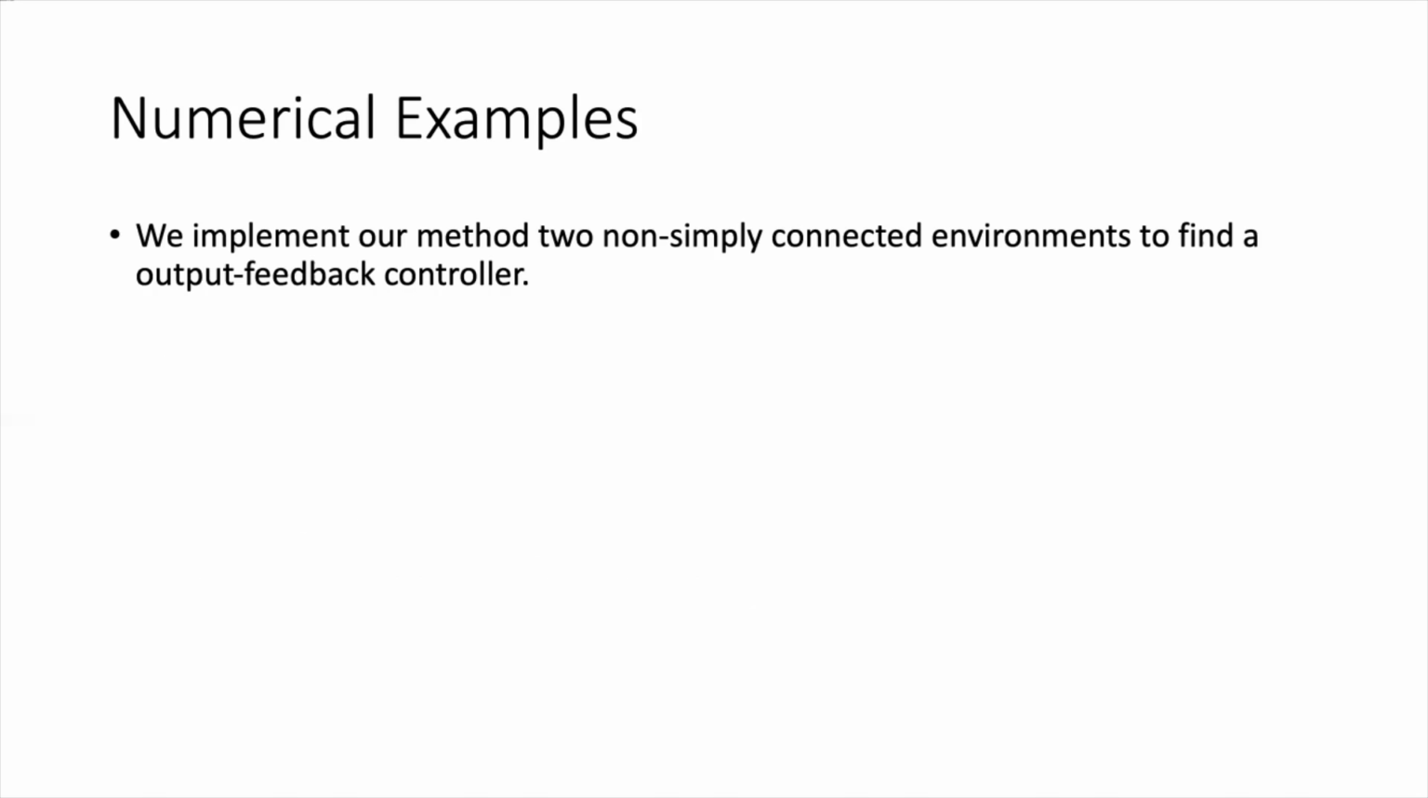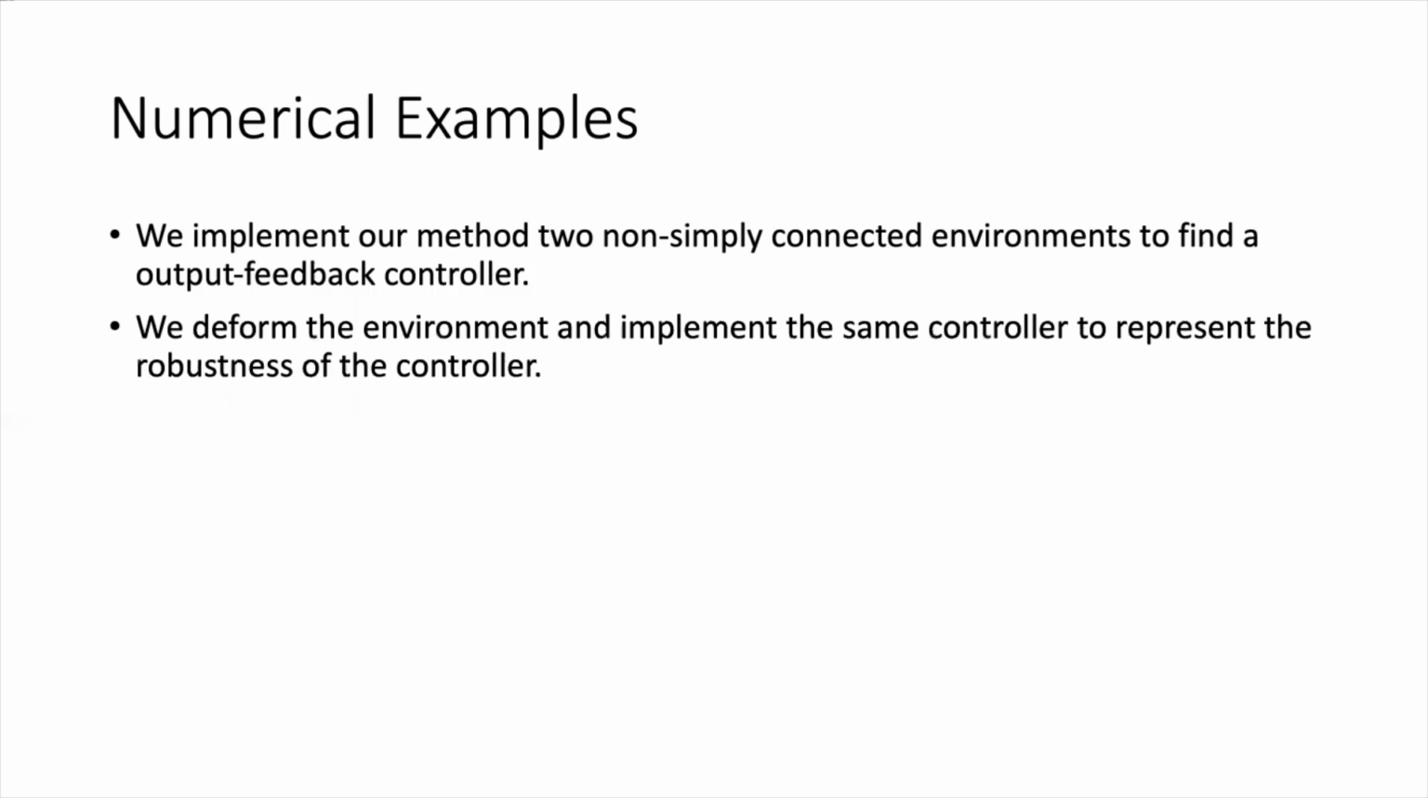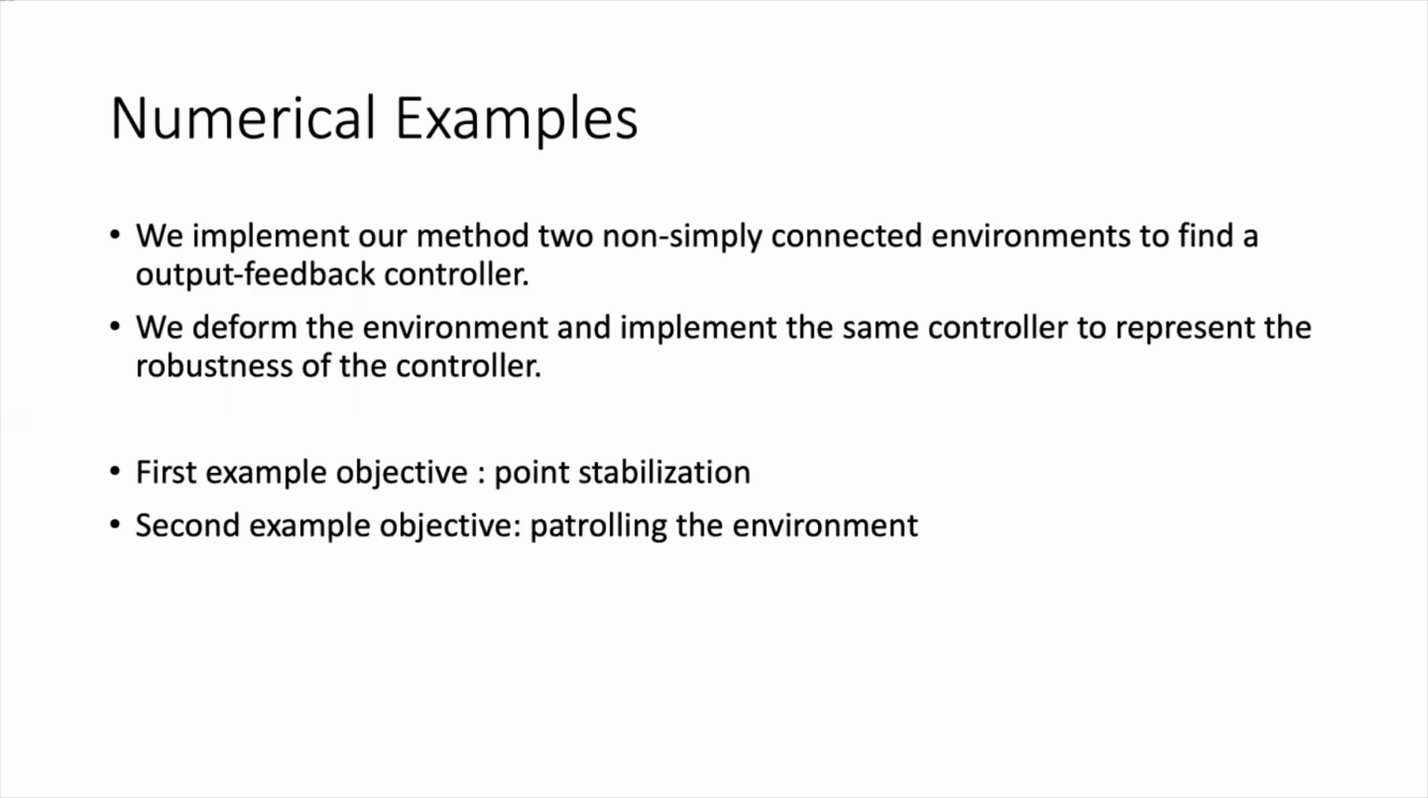To validate our proposed approach, we implement our method in two non-simply connected environments to find the output feedback controller. Then, we deform the environment and implement the same controller to demonstrate the robustness of the controller. Here we have two examples. The objective of the first example is to converge to the stabilization point, and the objective of the second example is to patrol the environment by converging to a path and then traversing the same path.